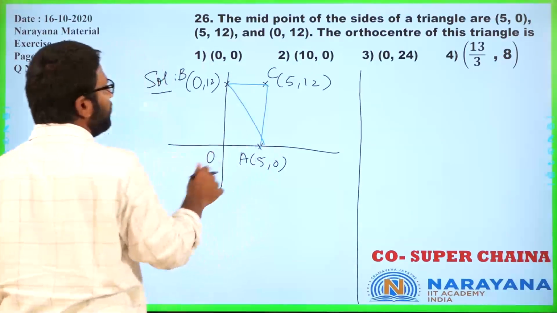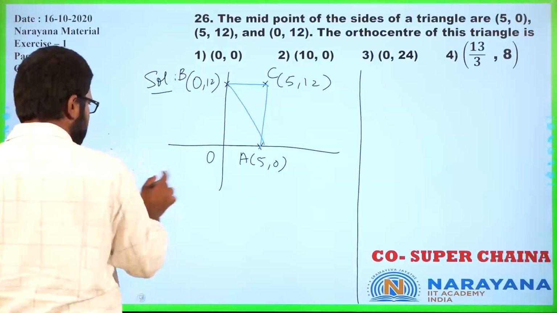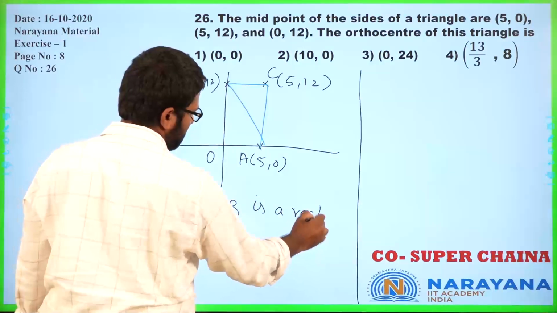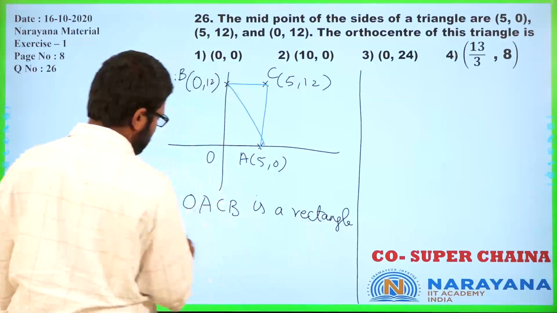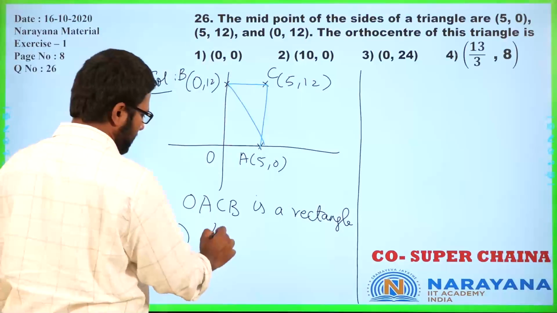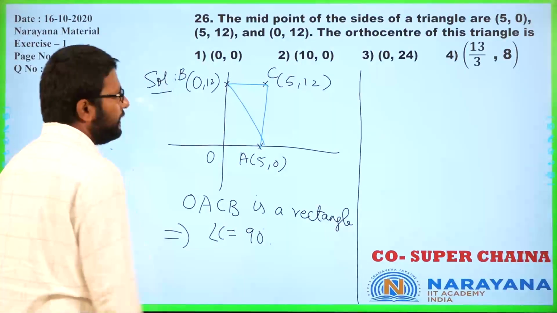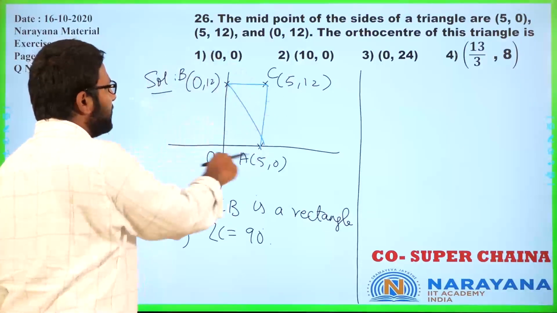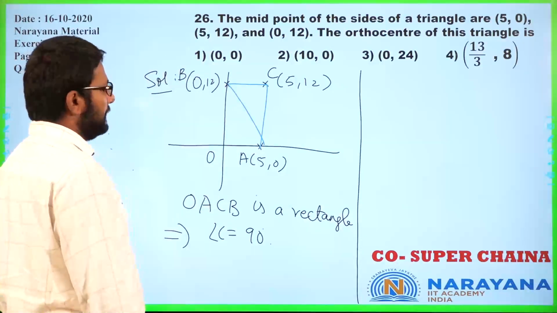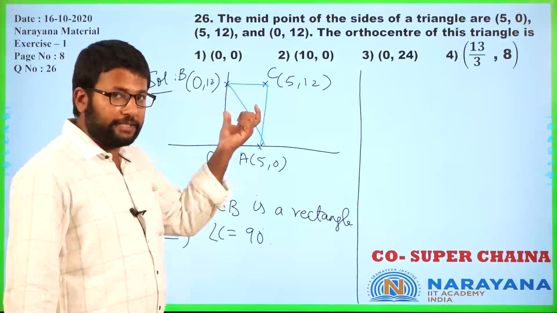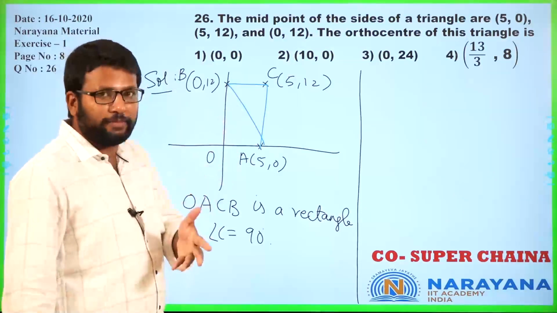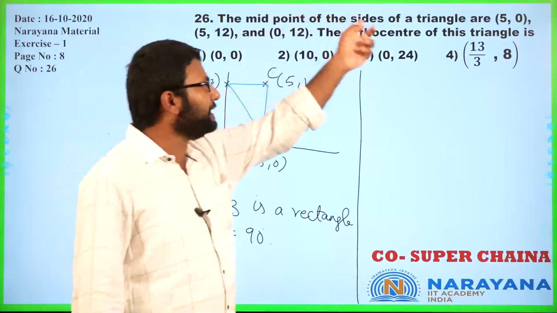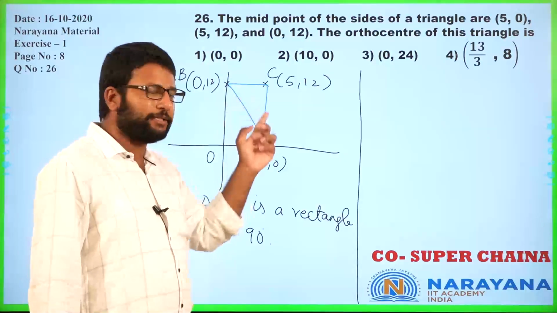So once again, OACB is a rectangle, which means angle C is 90 degrees, right? So now observe this carefully. Hold on, these are not the vertices, okay? I was going to make a mistake that many students also make. These are not the vertices. The question says the midpoint of the sides. These are the midpoints of the sides, okay?